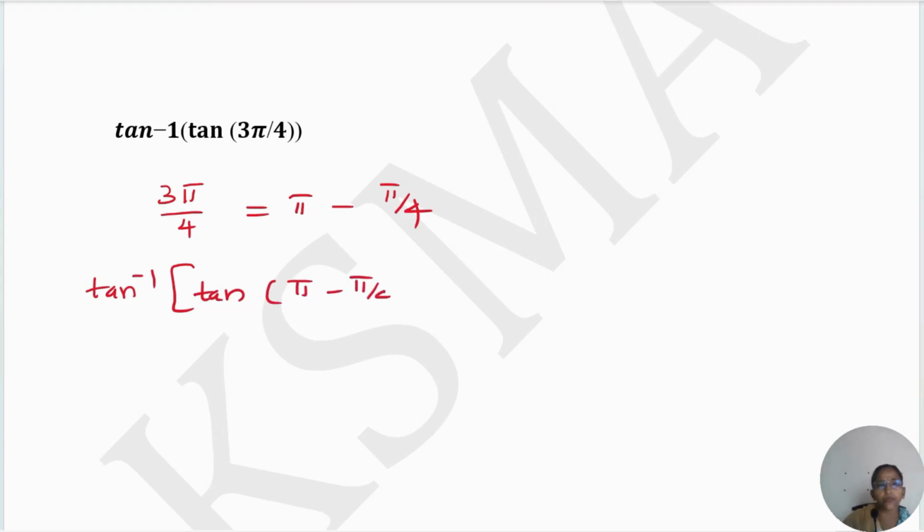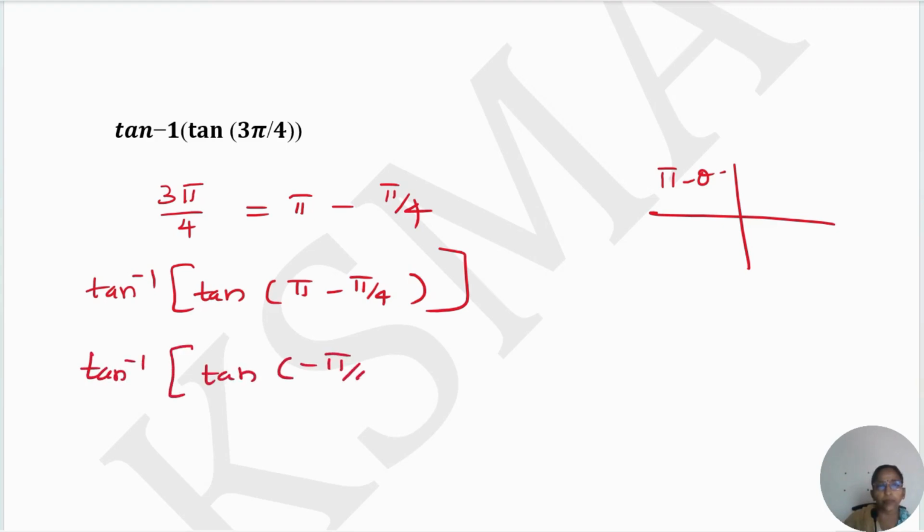Our next question is tan inverse of tan of 3 pi by 4. Like the similar previous problem, 3 pi by 4 can be taken as pi minus pi by 4. So tan inverse of tan of pi minus pi by 4. Here it is pi minus theta, which is in the second quadrant. In the second quadrant, sine and cosecant are positive, other terms are negative. So here we have tan, so tan of negative pi by 4. On simplification, our final answer will be minus pi by 4.